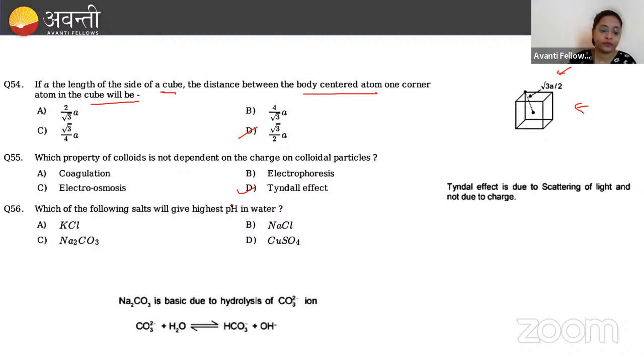So what happens here is when we dissolve KCl, NaCl, and CaSO4, you can find that there is no liberation of any OH minus ions. Okay, so what is happening for Na2CO3? It is basic due to hydrolysis of the CO3 2 minus ion, which reacts with the water molecules and forms OH minus ions, and that's why its pH is highest in water. So your answer is what? C. Okay, let's move on to the next problem.